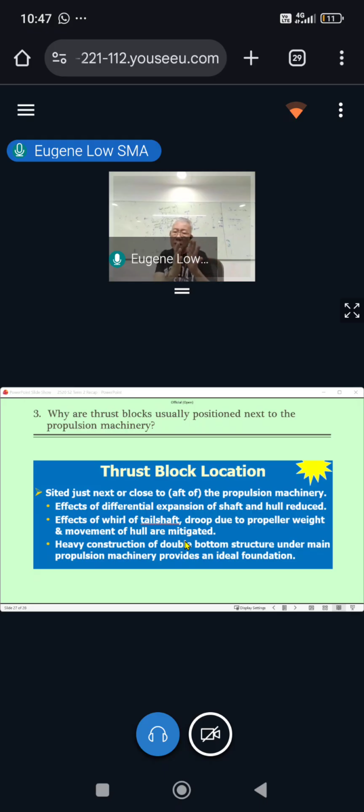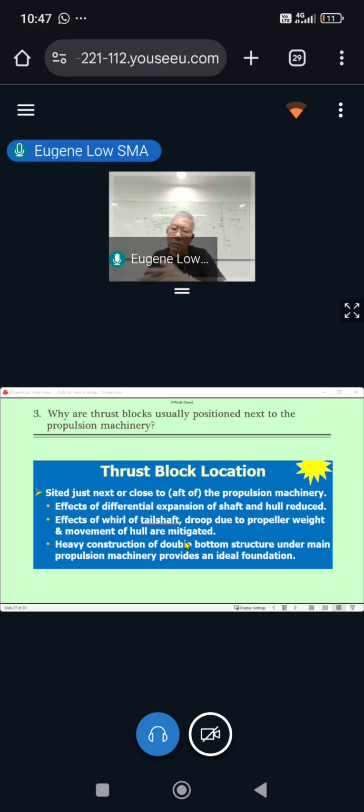And you position the thrust block near there. You're taking advantage of the sturdy construction of the structure below the engine. Okay, that makes it a good way to put the thrust block there. Because what's the purpose of the thrust block? It is to distribute the force from the propeller shaft, right? The thrust from the propeller to the hull, right? So the part that the thrust block rests on is going to be very sturdy as well.